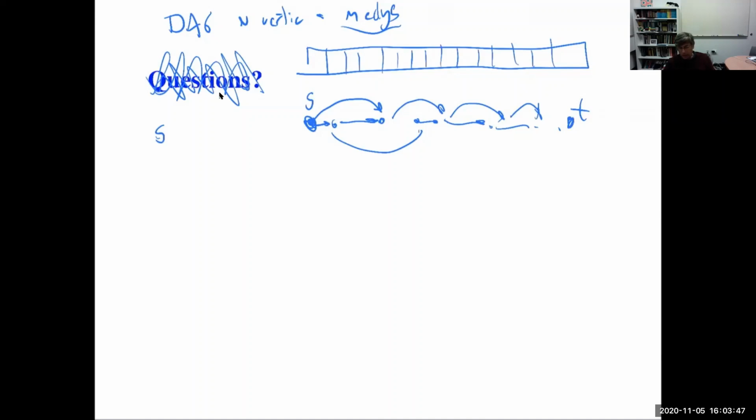Okay, let D sub K be equal to, and let's say these are weighted graph edges or something like that, the minimum size path from S to K in G.